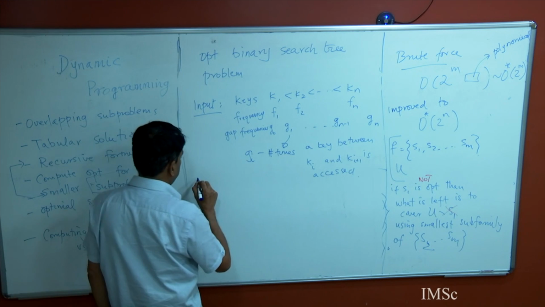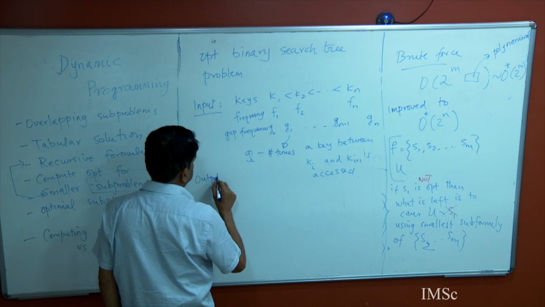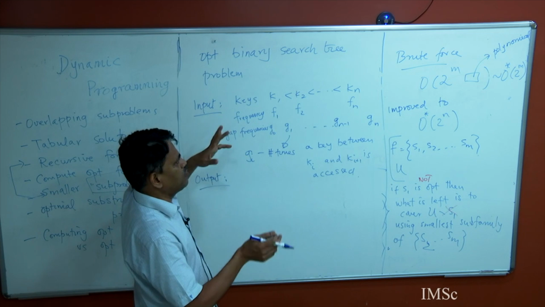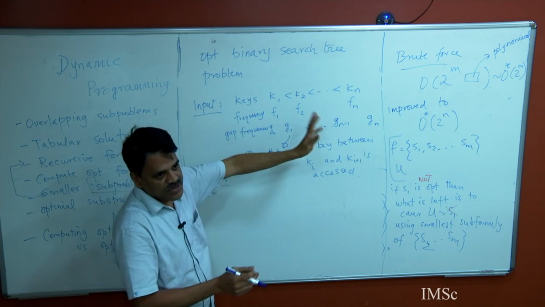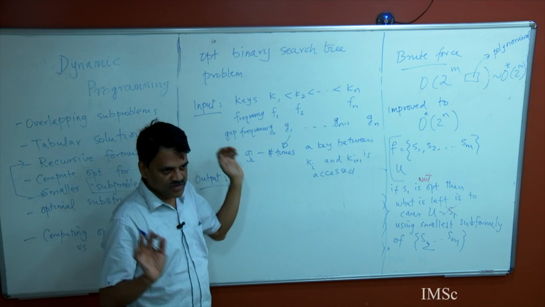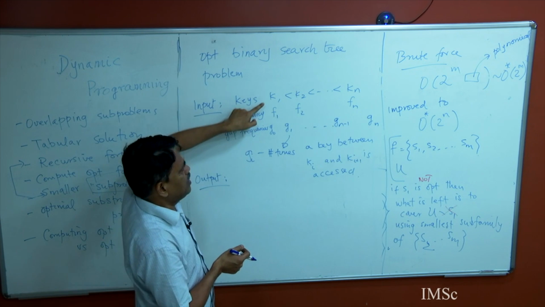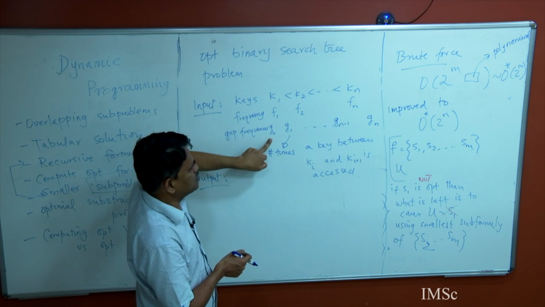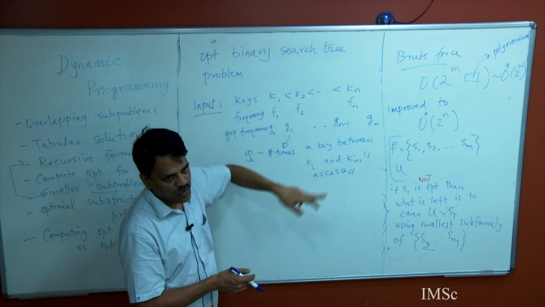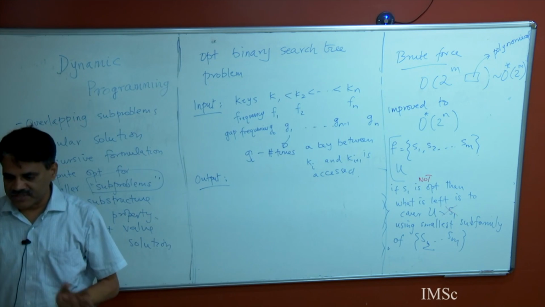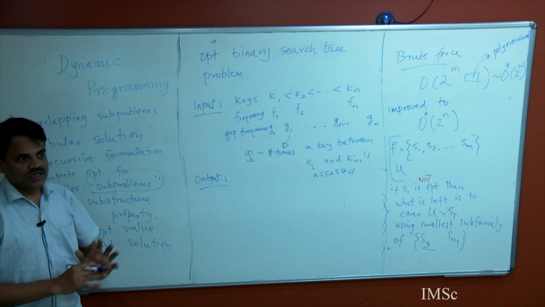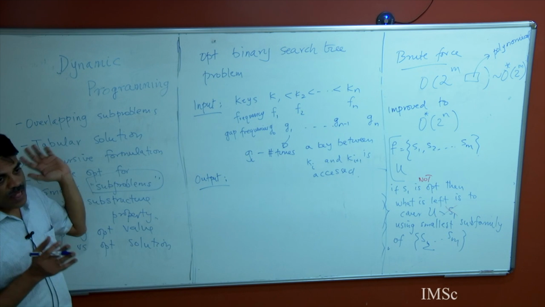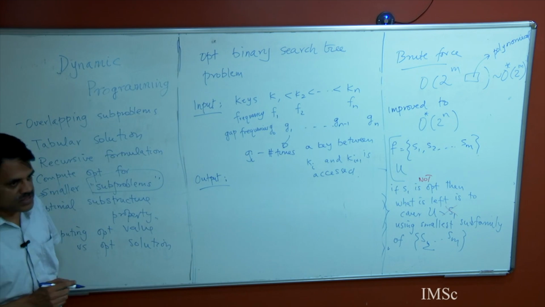The question is the output. So these statistics tell me that the total number of accesses is summation Fi plus summation Gi. That is the total number of accesses I am going to do on these keys. F1 times I am going to access K1, F2 times K2 and so on, and any key less than K1 is going to be accessed G0 times and so on. For these summation Fi plus summation Gi accesses, organize a binary search tree that minimizes the running time. That is what is called the optimum binary search tree.